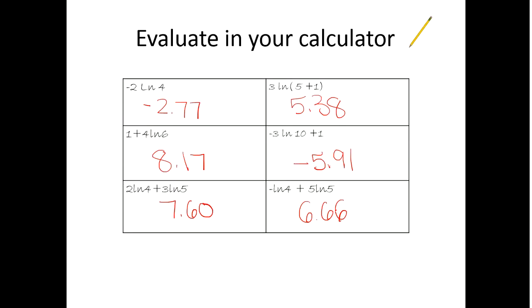Now, please, please, please, I implore you, please figure out how to get these in your calculator. Please make sure you know how to, as that is the main bread and butter of this section, is knowing how to get ln and typing it into your calculator to actually get an answer or a value for that particular expression.